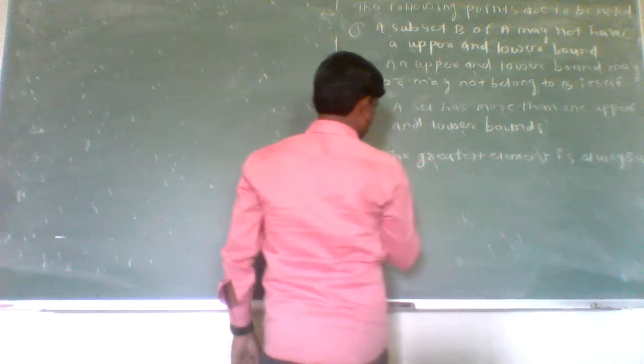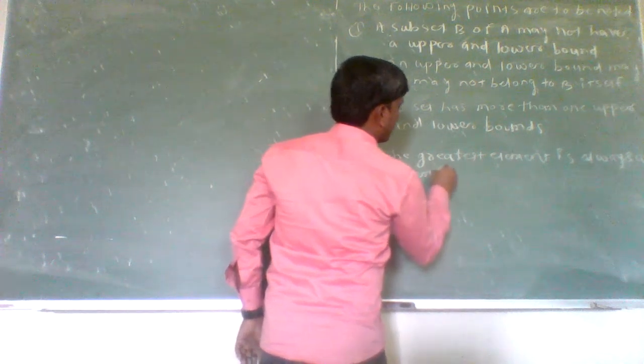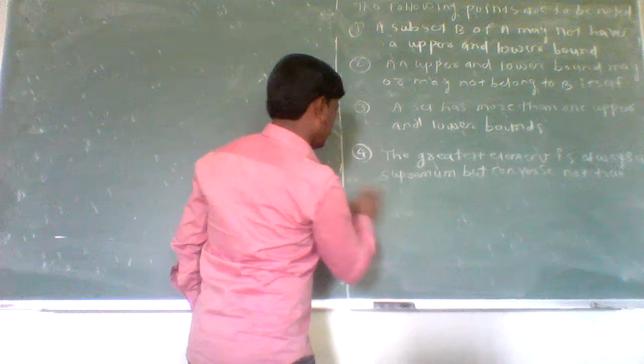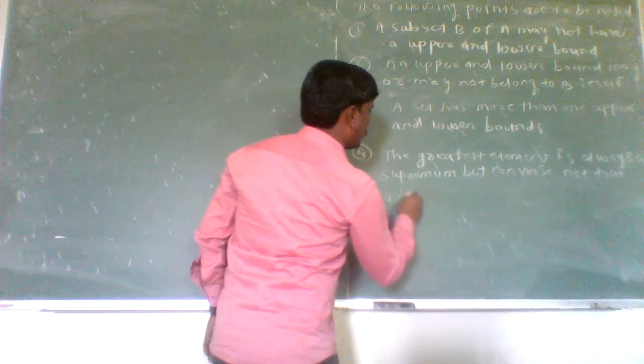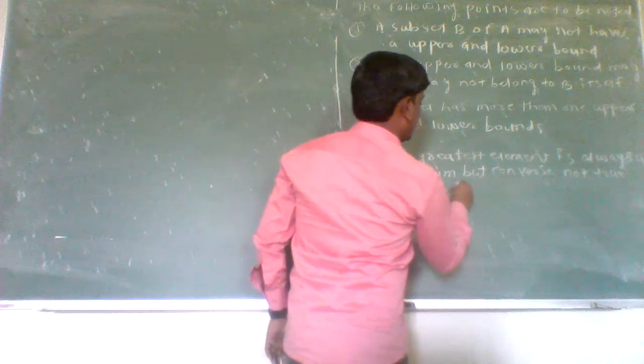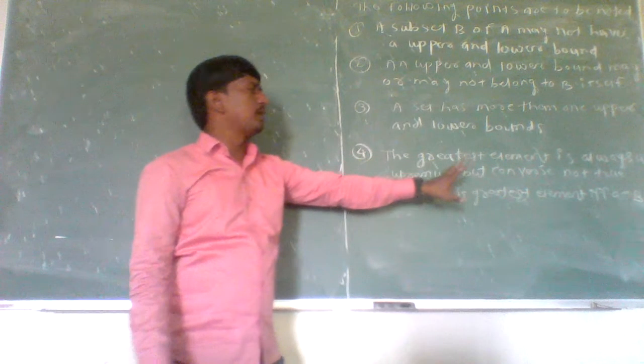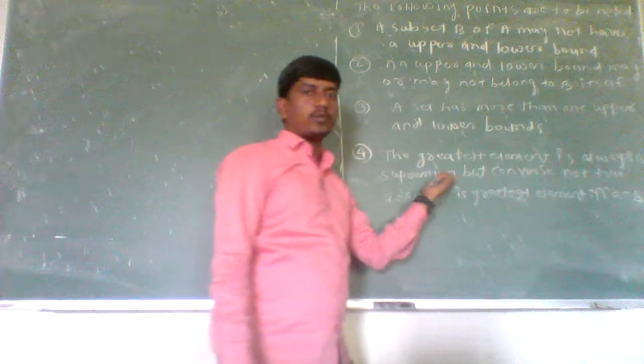The greatest element is always a supremum, but the converse is not true. That is, A equal to supremum of B is the greatest element if and only if A belongs to set B itself. Every greatest element is a supremum, but the converse is possible if and only if that element belongs to B itself.